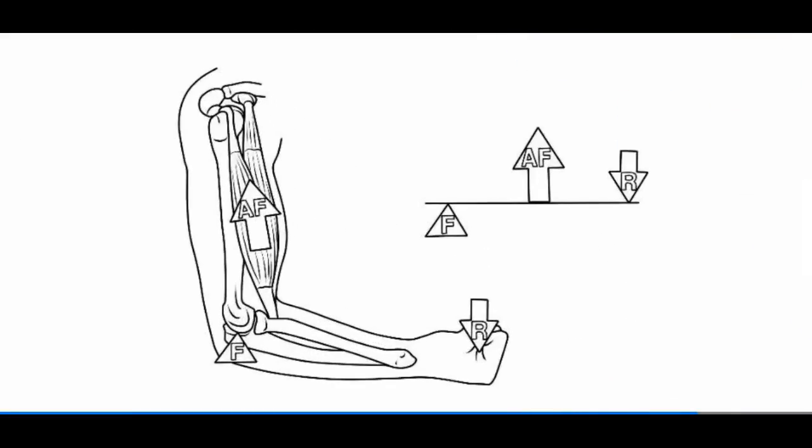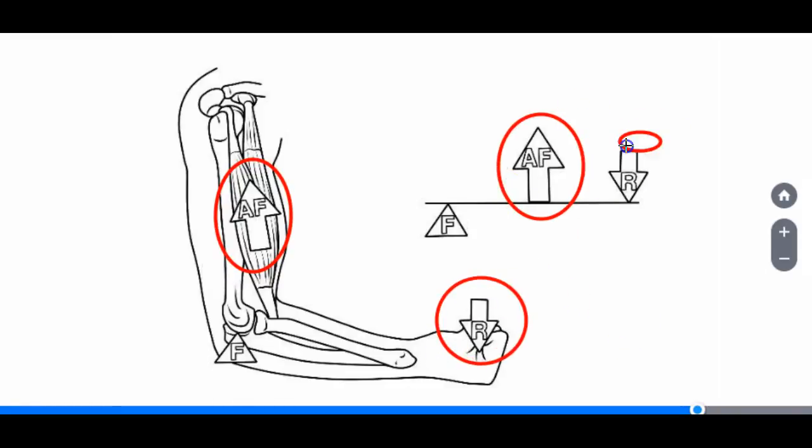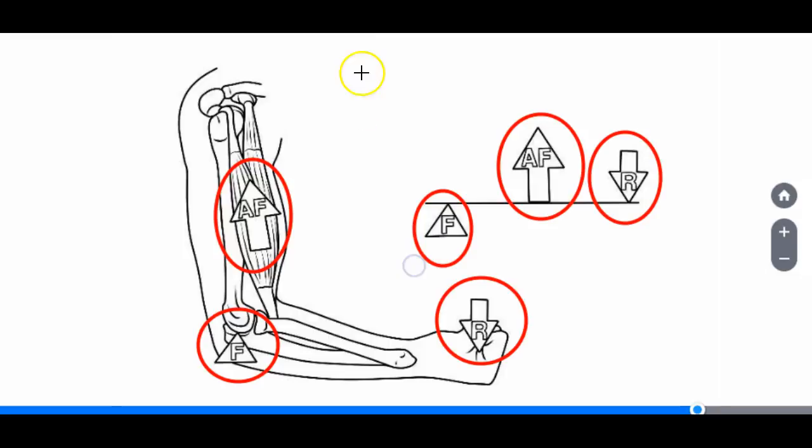Applied to the previous example, we can see that this is a third-class lever system. The applied force and the resistive force are on the same side as the axis of rotation. However, the resistive force is further away from the axis of rotation when compared to the applied force, therefore making this a third-class lever system.